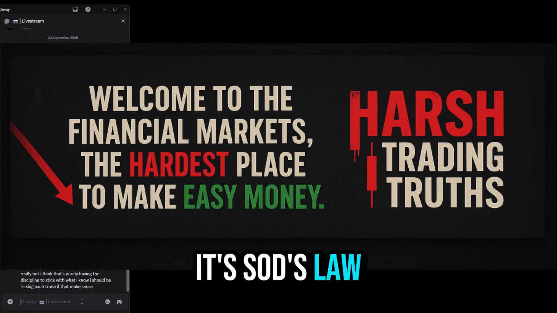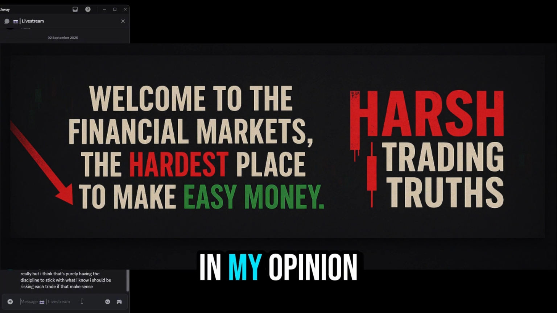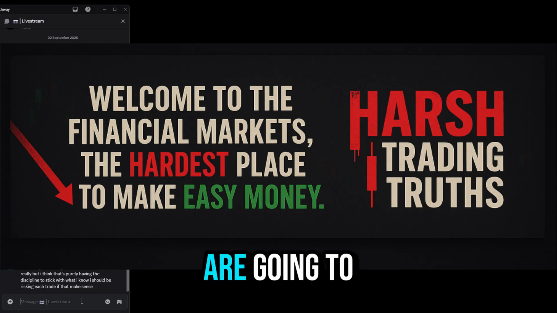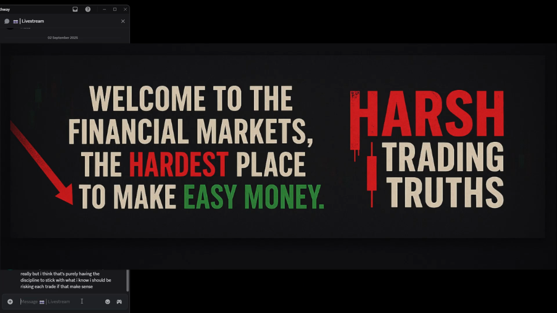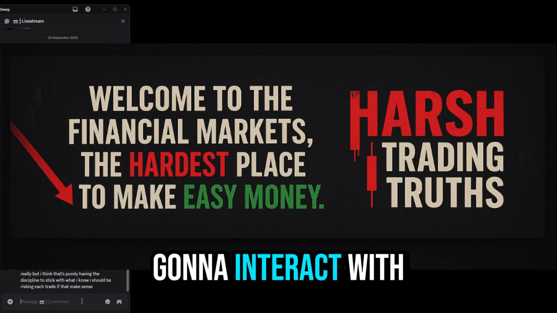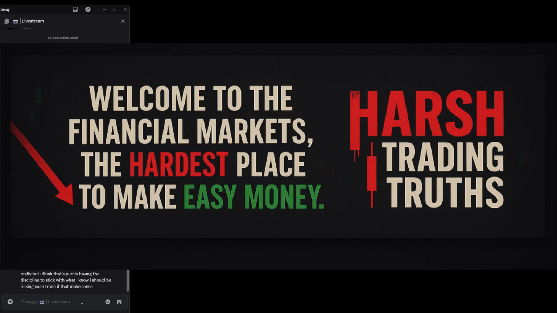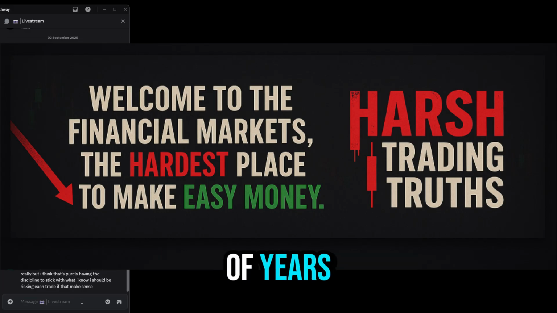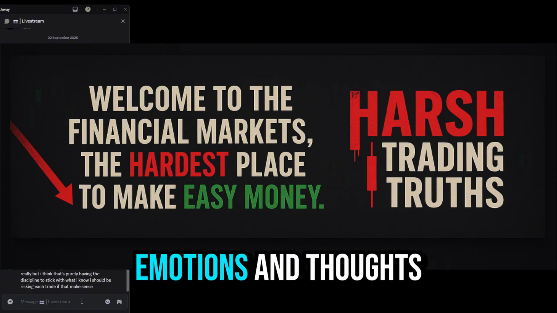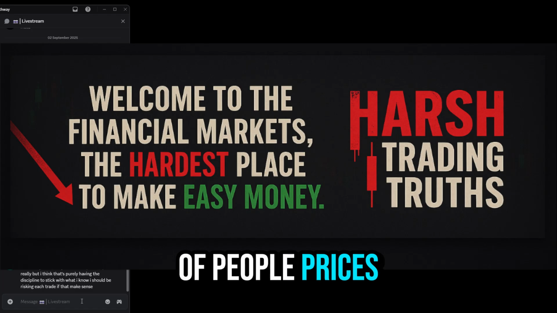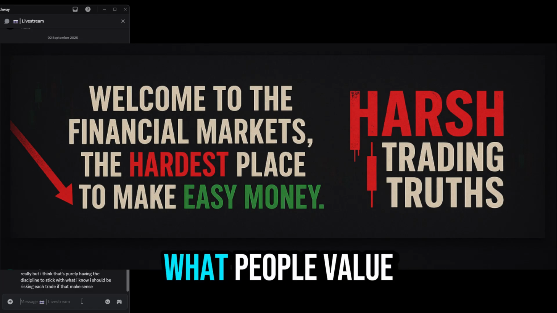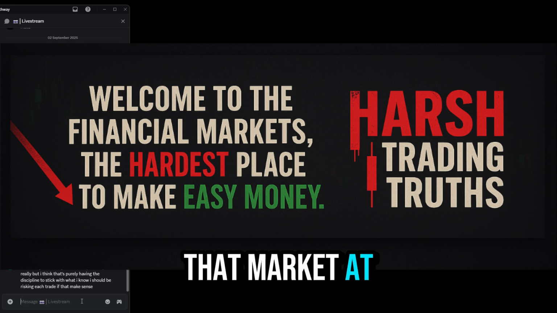Some say it's sod's law, but in my opinion, the market knows where people are going to get active. The market knows where traders are going to interact with the market. Because don't forget, the market's been around for hundreds of years. So it's basically the emotions and thoughts of people. Price is the agreed emotions and thoughts of what people value that market at.